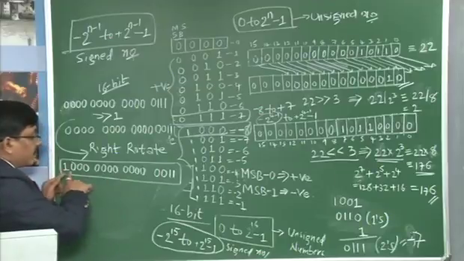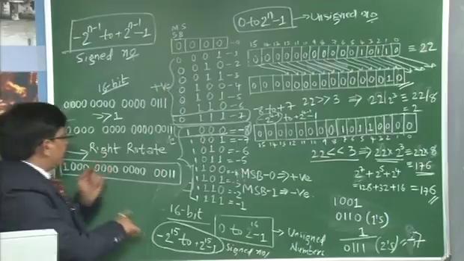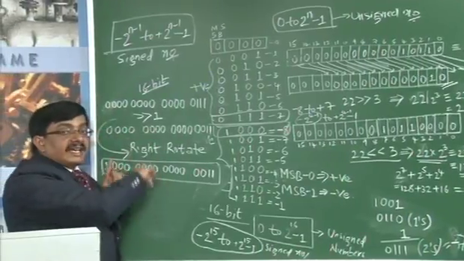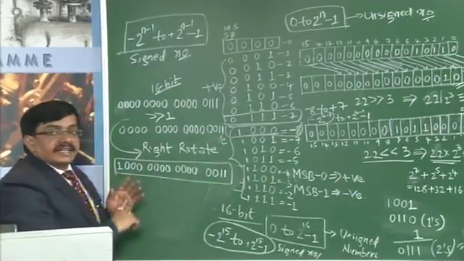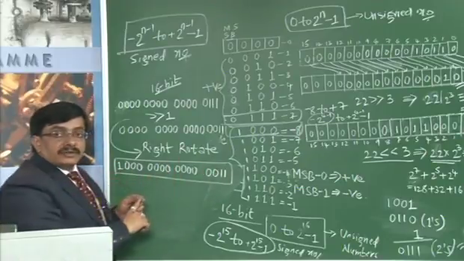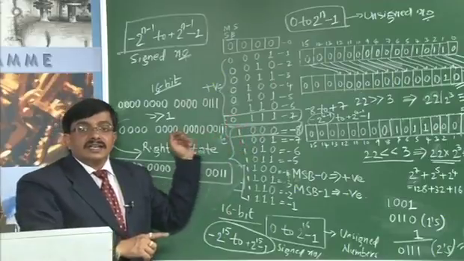But here the number has become a negative number, because when the MSB bit is 1, this is a negative number. So, that is the reason the question says it has to be unsigned numbers only. When it is an unsigned number, this will be a larger positive integer value. If it is a signed number, this becomes a negative value. That is the reason the question asks us to perform this on the unsigned number.